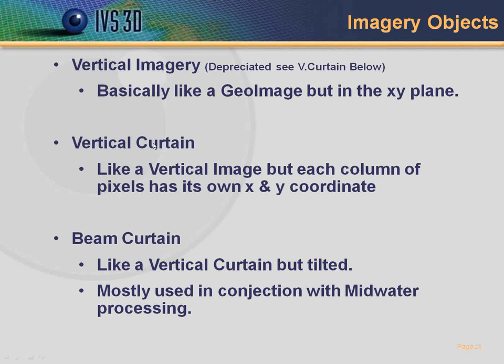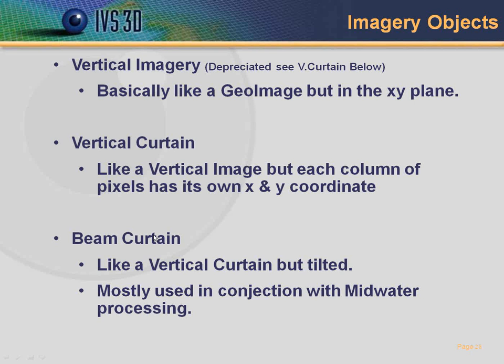There's also a vertical curtain, which instead of just being an oriented plane, actually has a geographic coordinate at each column of pixels, so the imagery can follow a track. That's often used for visualizing seismic data that follows a ship track, or if you've done velocimeter profiles in the water and have a whole range of CTD casts that you've turned into an image, you can make that imagery follow the path.